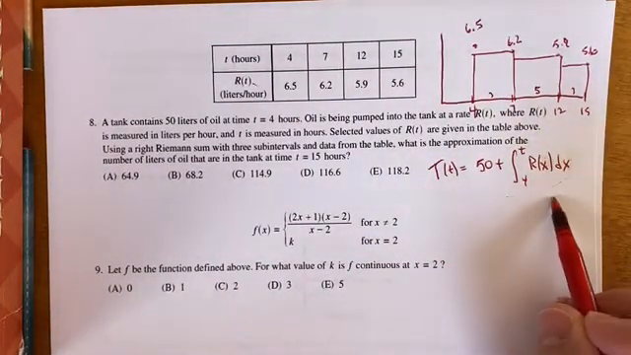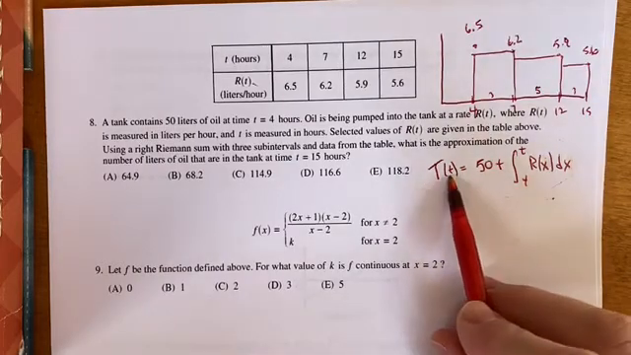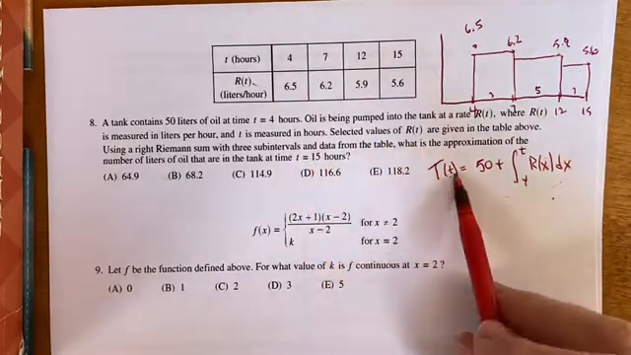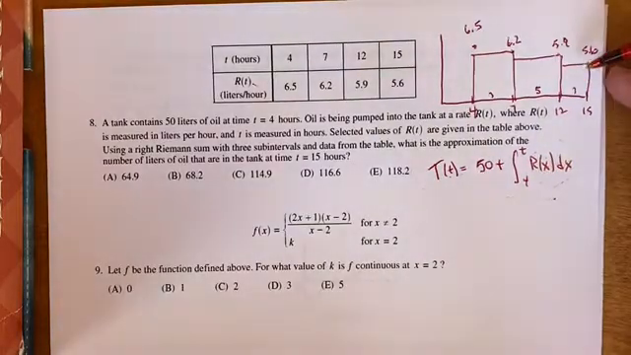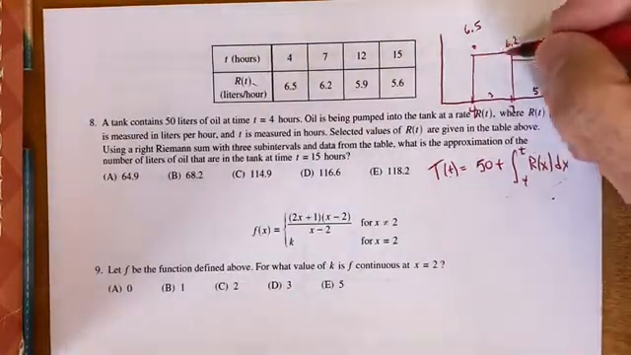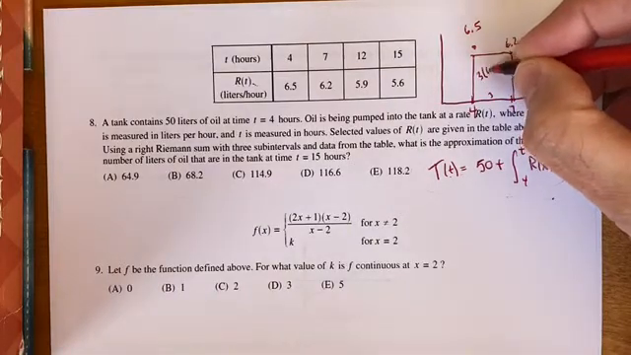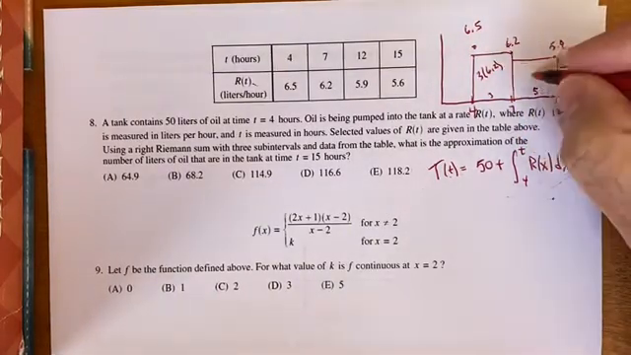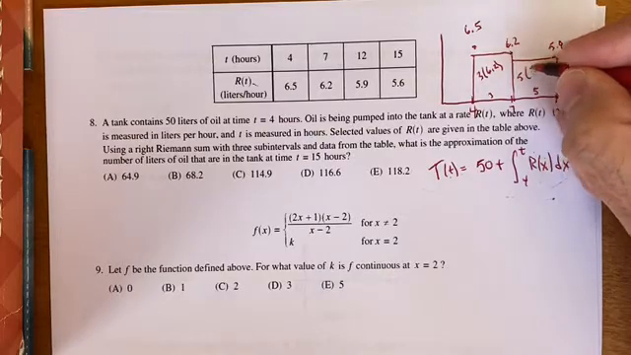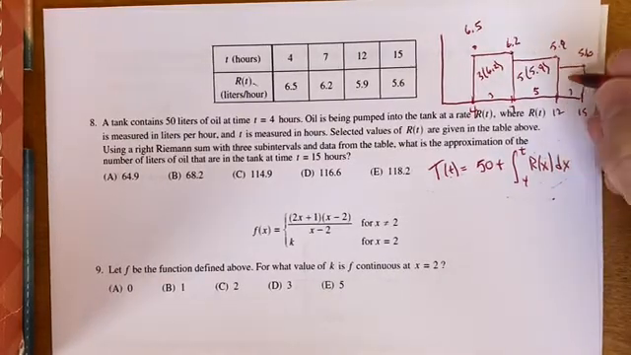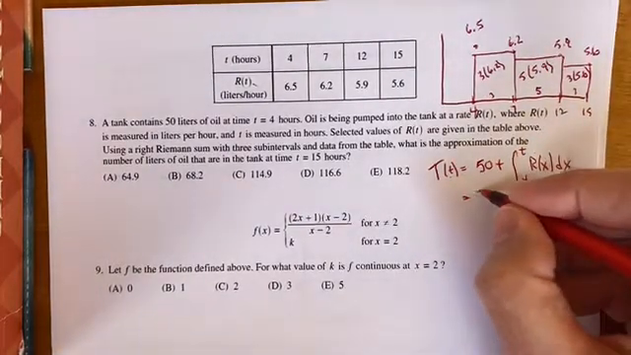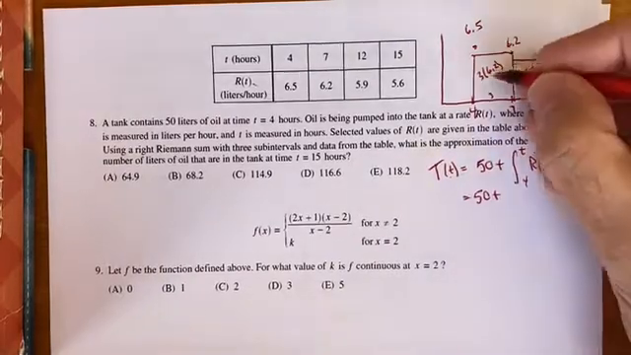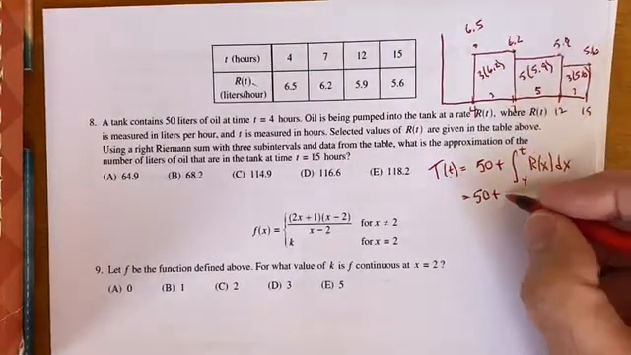This one right here. So if we just plug in 15, we get 50 plus whatever this area is. So we should calculate this area. This is 3 times 6.2. This is 5 times 5.9. This is 3 times 5.6. Okay, so it's 50 plus 18.6.